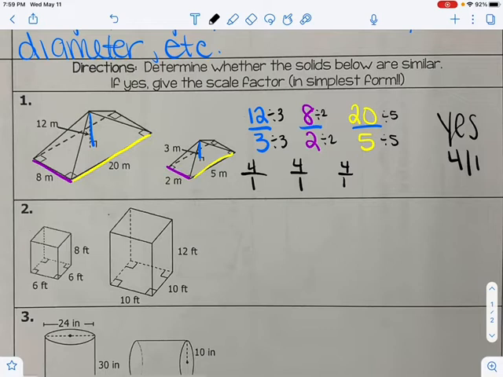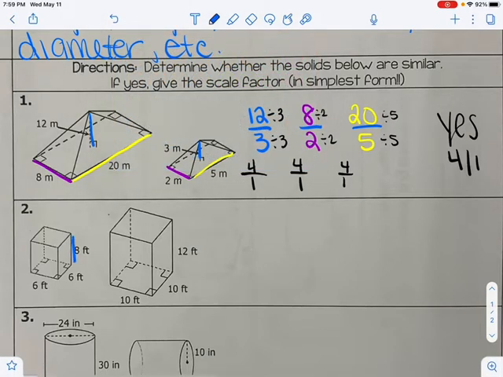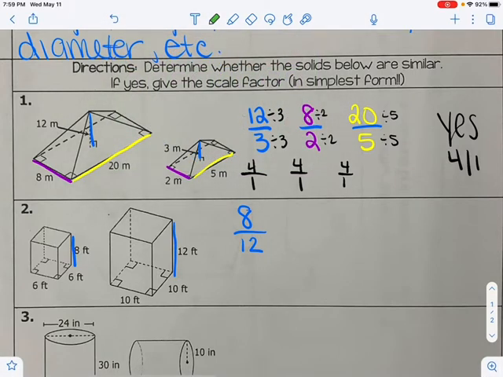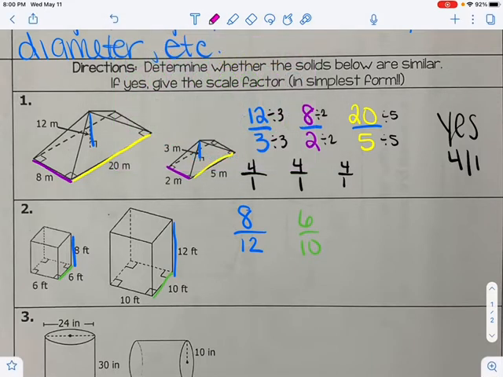Let's try number 2. Again, start with the first one, so it's got an 8 height. Second one has a 12 height. Let's see here. We're 6 long and 10 long. And then we have 6 wide and 10 wide.